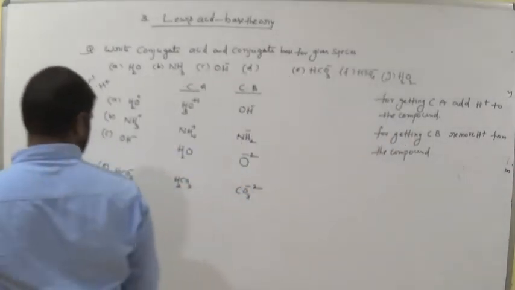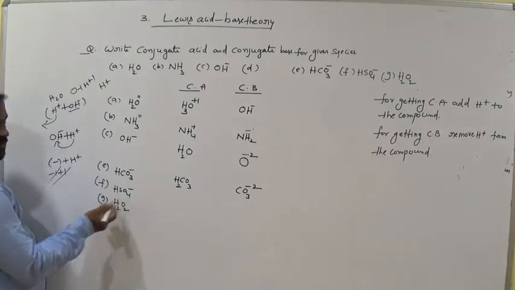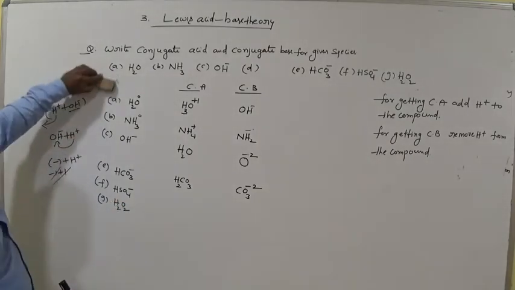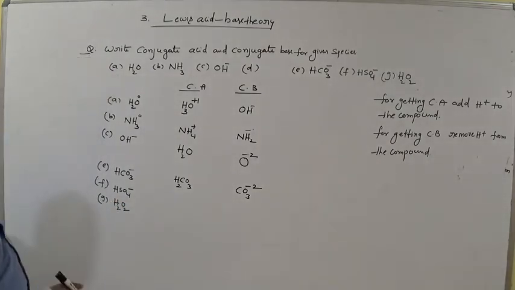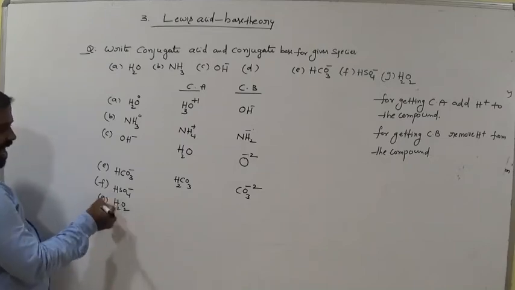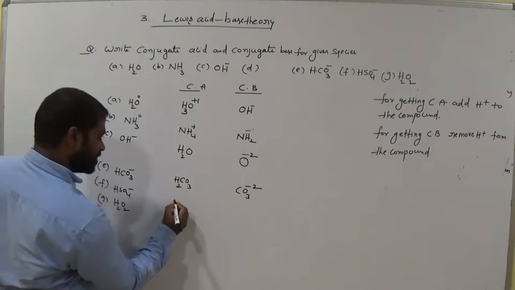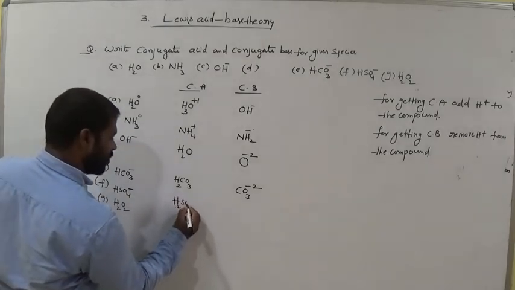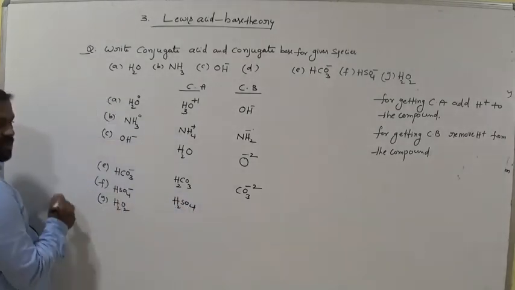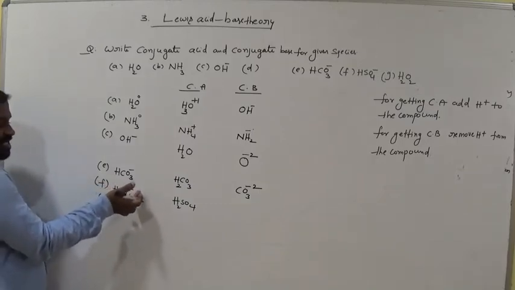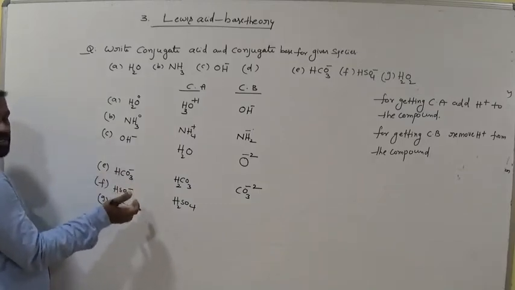Okay. Remember this. Next, come to HSO4 minus. For HSO4 minus, add H plus. Already it is minus. When we add H plus, it is H2SO4. Am I right? Minus 1 plus 1. We add H plus. Already minus, so minus 1 plus 1 is 0.